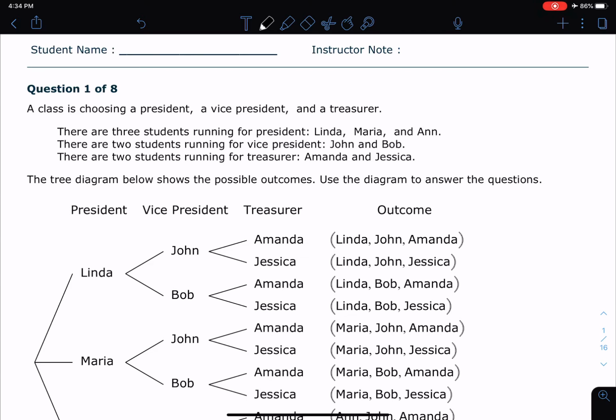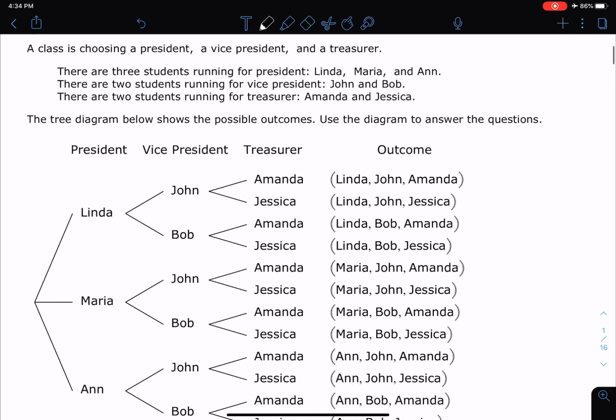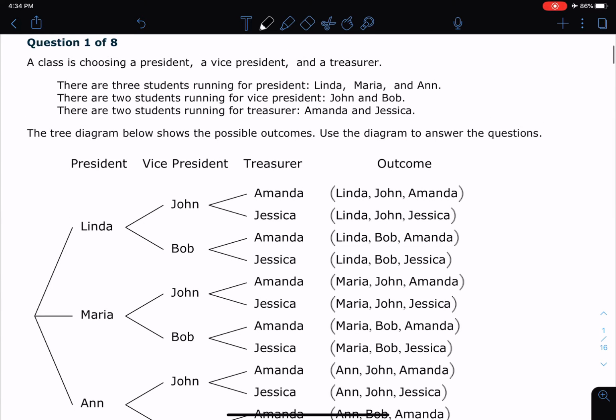So the thing about a tree diagram that I really like is it shows all possible outcomes. And it also shows all the different combinations that you can put these people, right?